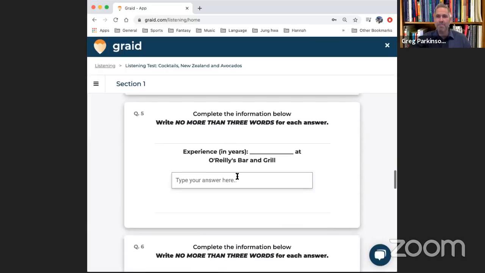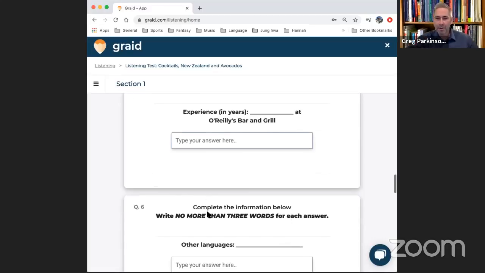So number 5. So now we see that there must be a question about experience. So to me, this sounds like it could be possibly a job interview or somebody ringing up about the possibility of a job, because when it says experience, it's talking about how long this person worked at O'Reilly's Bar and Grill, right? So when it says years, well, obviously we're going to hear a number. So already we're starting to imagine what sort of listening we're going to hear.